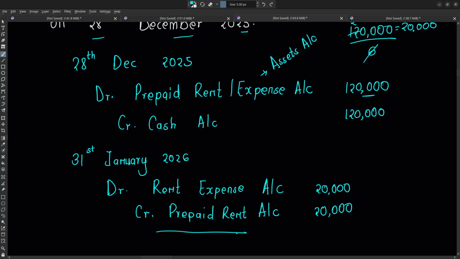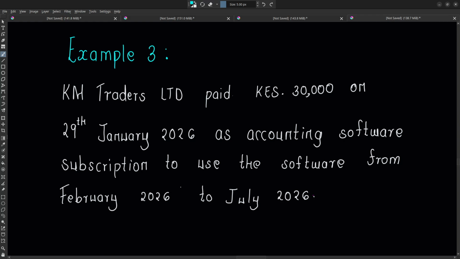That is to reduce that asset account, because we recognized the prepaid expense as at 28th December as 120,000, but now we have stayed for a month. Our prepaid expense is no longer 120,000. It is going to be 120,000 less 20,000. And when you prepare the trial balance as at 31st January 2026, you will see our prepaid expense account is reduced by 20,000. Now let us look at another example.